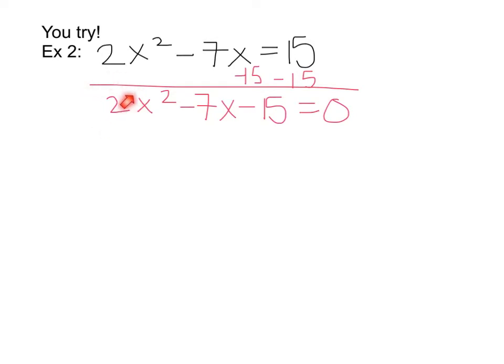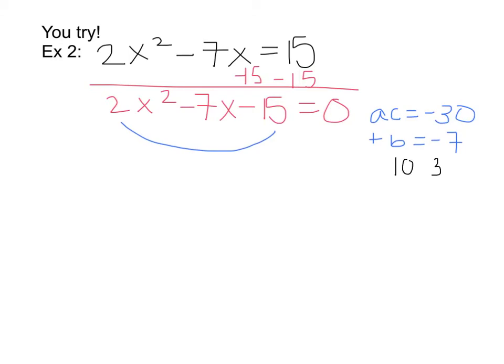Since a is 2, this is where we're going to have to multiply a times c. So 2 times negative 15 gives me negative 30. But we're looking for it to add to negative 7. So I'm going to use the factors of 10 and 3, but it needs to be a negative 7, so 10 needs to be negative. So negative 10 times 3 does give me negative 30 like I want. Negative 10 plus 3 gives me a negative 7 just like I want.